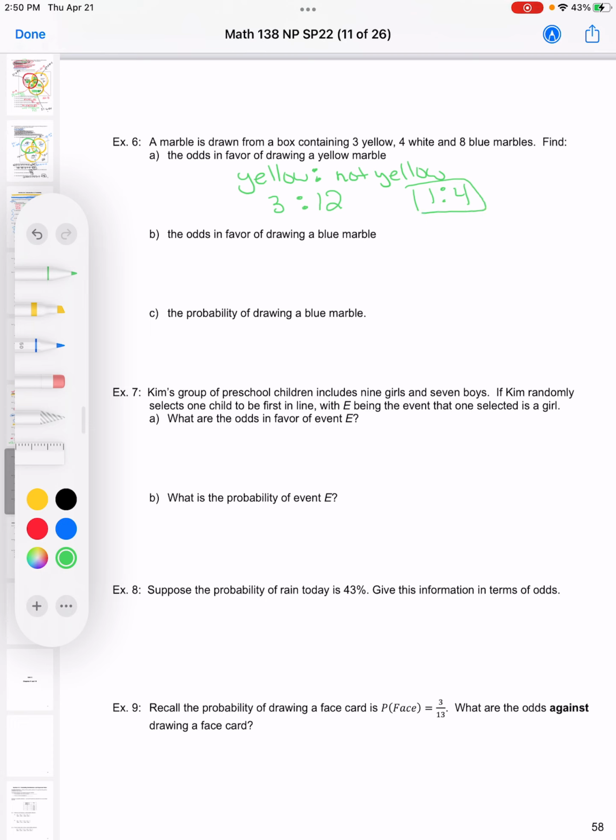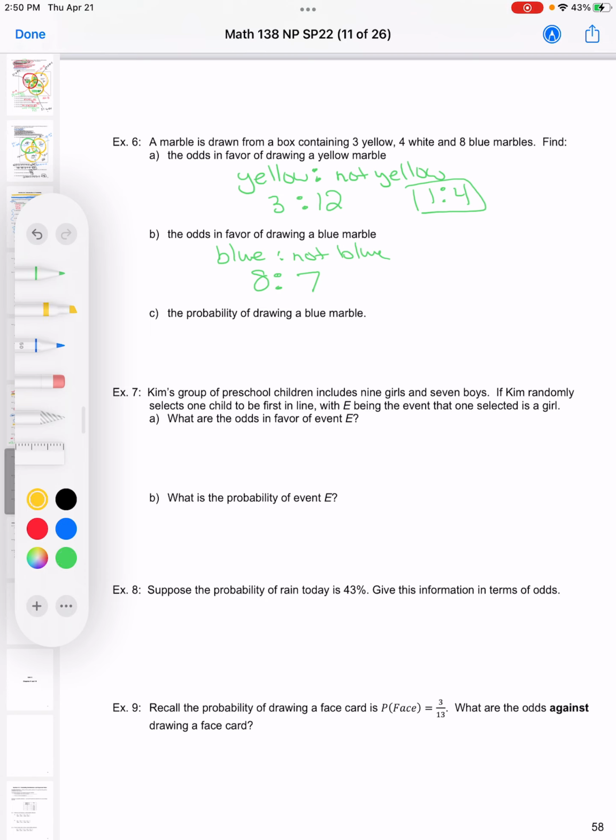The odds in favor of drawing a blue marble. So that's going to be blue to not blue. There are 8 blue marbles, and there are 7 that are not blue, the 3 and 4.